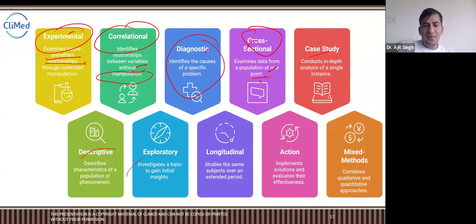Okay, and then descriptive studies are there. They describe the characteristics of a population, like prevalence and incidence understanding. So those come under the descriptive studies.